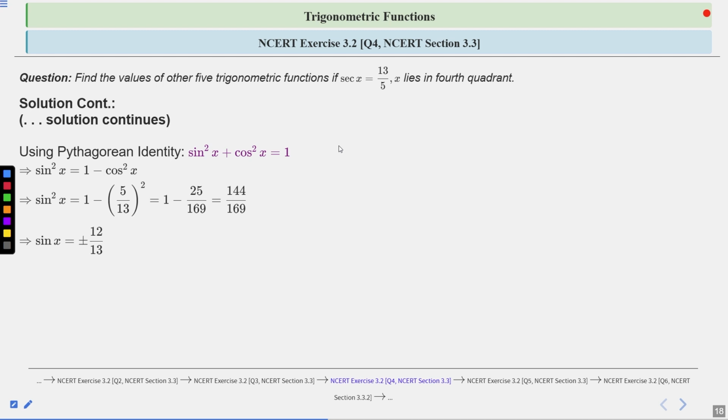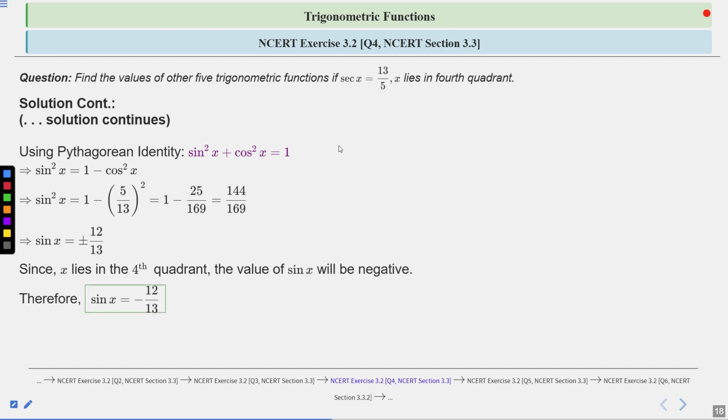So sin x will be equal to plus minus 12 upon 13. Since x lies in the fourth quadrant, the value of sin x will be negative. Therefore, sin x will be equal to minus 12 upon 13.